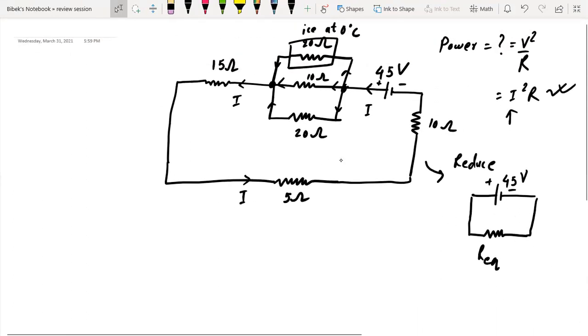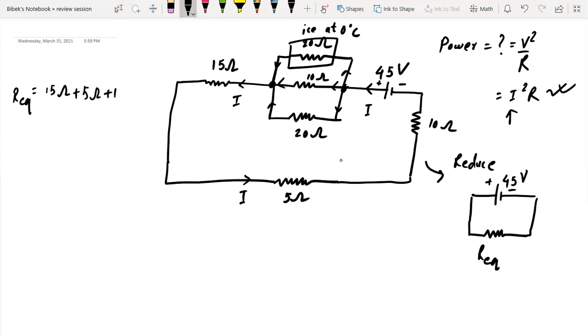So let's find the equivalent resistance. R equivalent here will be, you'll need to add all these resistances, 15 ohm plus 5 ohm. Let's add the series ones, because in series you just add the resistances, right? And for the parallel ones, I'll write it like 1 over, 1 over 20 ohm plus 1 over 10 ohm plus 1 over 20.